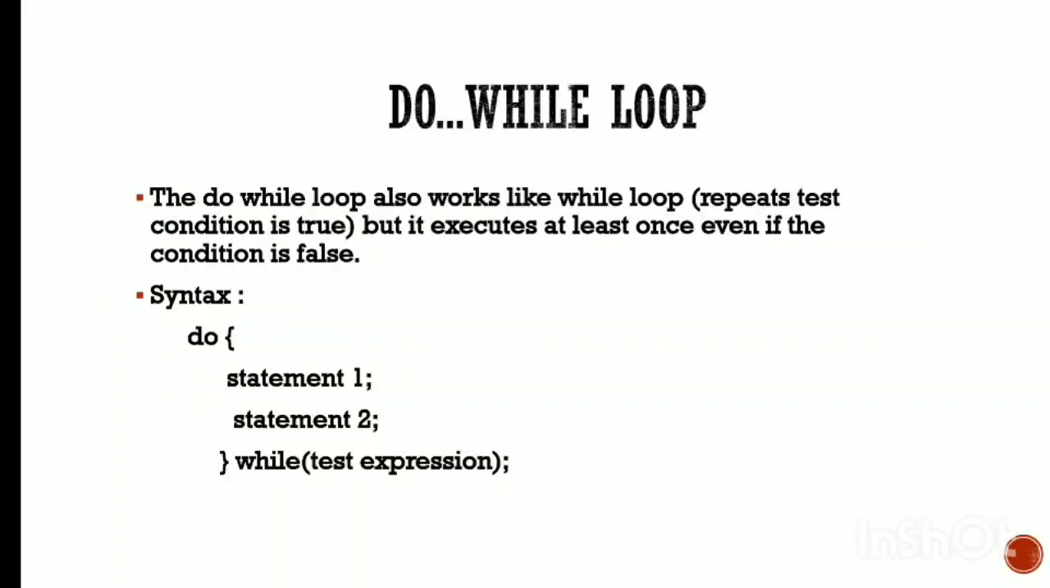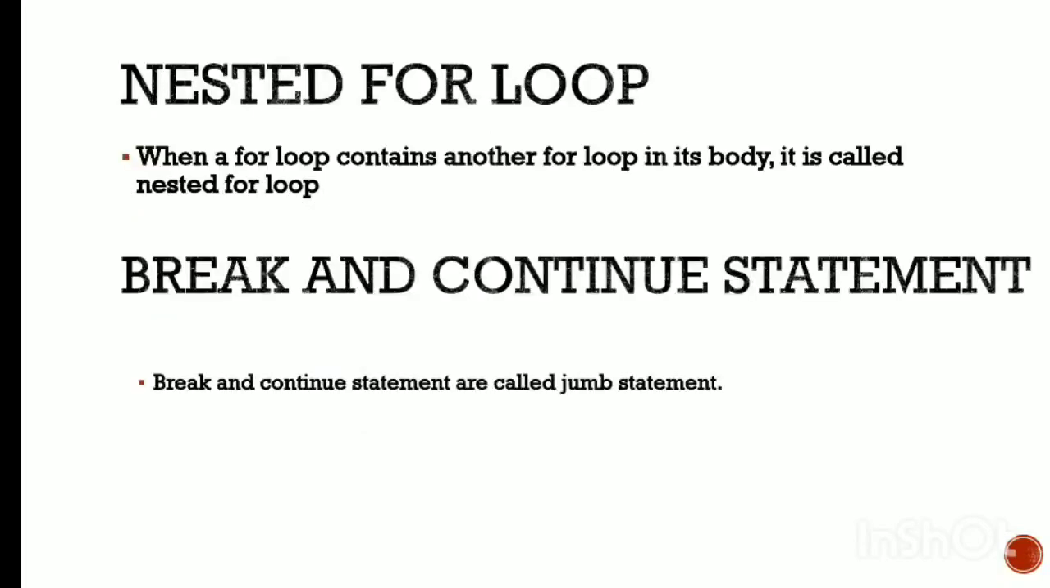We are moving to the next one, the do while loop. The do while loop works the same as the while loop, but with a difference. In the while loop, it first tests the condition; in the do while loop, it checks the condition at last. During execution it is a little different: at least once, even if the condition is false, it executes the output. You got it? Now we are moving into the next one.